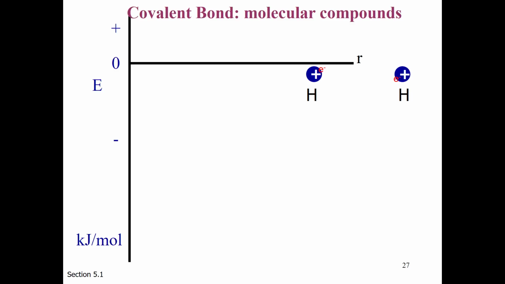So let's imagine 2 hydrogen atoms. Nucleus in the center, electrons around the outside. And let's start pushing them closer together. And what you're going to find happens is that the electron of one atom sees the nucleus of the other atom. And that would be opposite charges attracting, so they're going to fall down the energy well. And we'll keep falling down the energy well until the electrons are very effectively between the two positive nuclei.